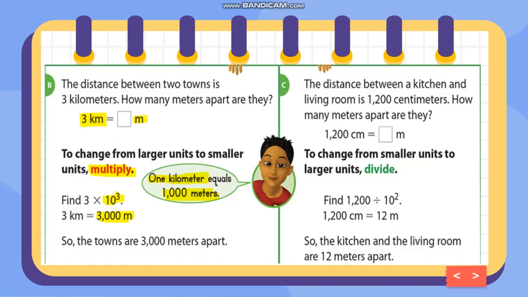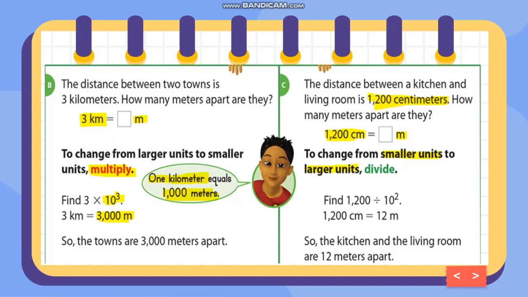Another, the distance between a kitchen and living room is 1,200 centimeters. How many meters apart are they? So as you can see here, we have centimeter, then you're going to convert it into meter. It means you're going to change from a smaller unit to the larger unit.